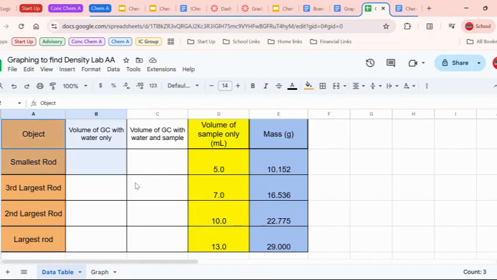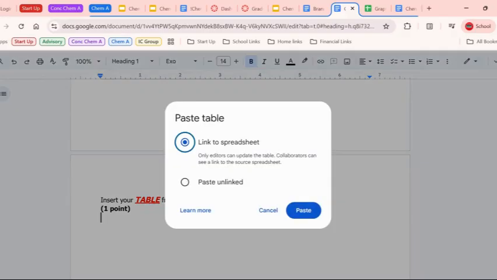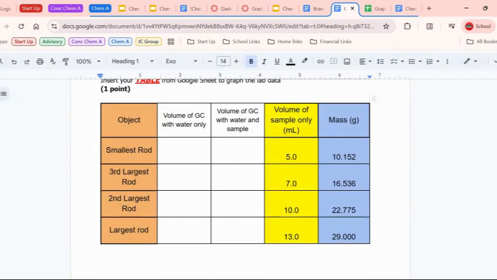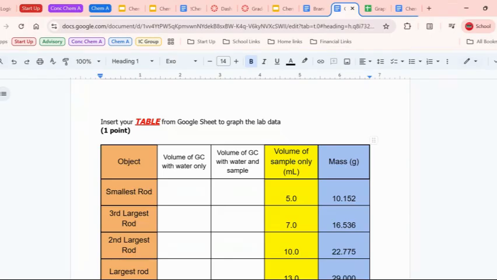You are going to highlight this data table. You are going to press Control C, or however you do, copy. Then you will come back into the lab document. Get your cursor blinking right underneath where it says 1 point and hit Control V to paste the table. And yes, you want to link to spreadsheet, paste it, and now you have your data table in your lab for yourself. Do not worry about this part in white here.